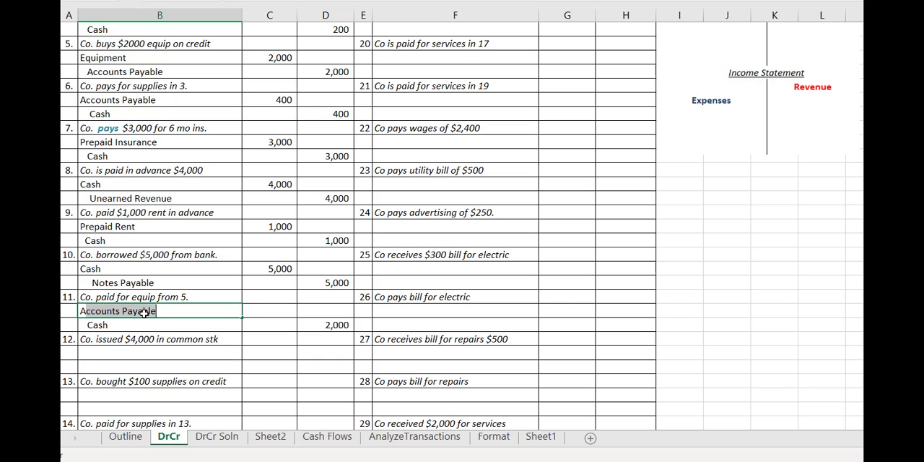And accounts payable would be decreasing. Okay, debit the payable, credit cash. Okay, is this starting to go into your head?